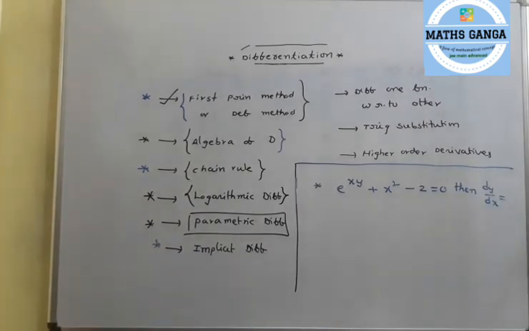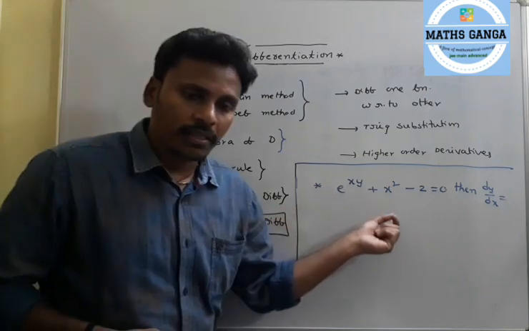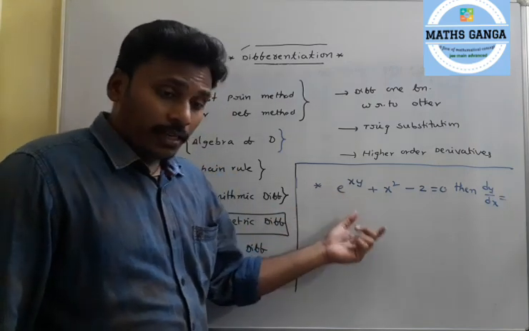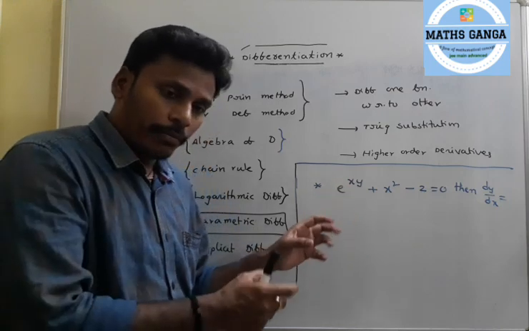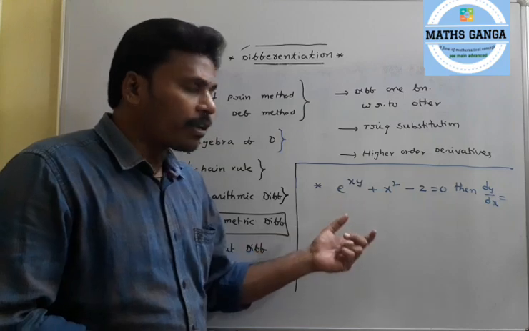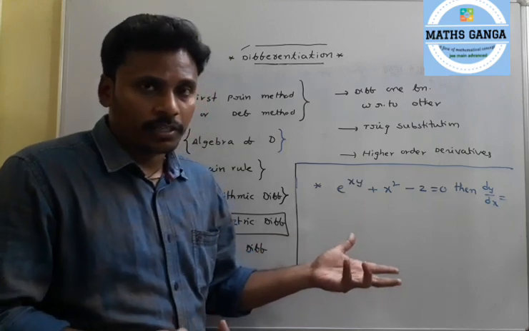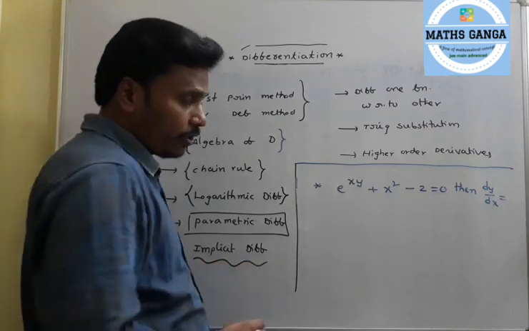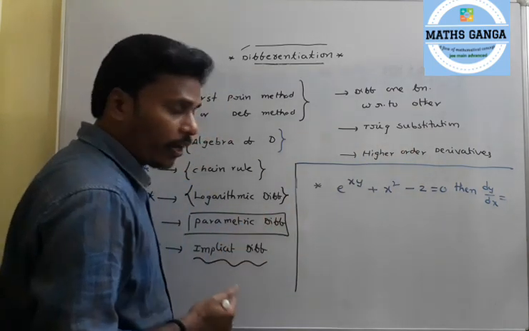Okay, see, now this is e^(xy) + x² − 2 = 0. When you look at this problem, x and y are connected, but x and y are completely mixed, right? So now we need to find dy/dx. See, finding the derivative from these types of relations and functions is considered implicit differentiation. Okay, we are at this implicit differentiation. So just differentiate it to find dy/dx.